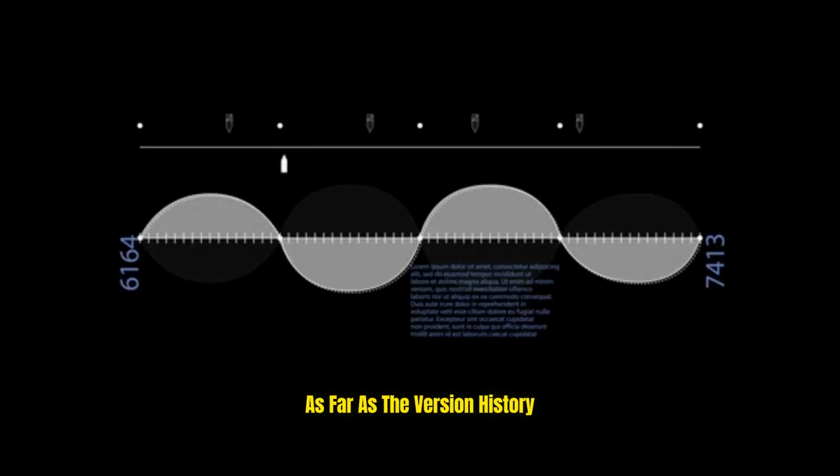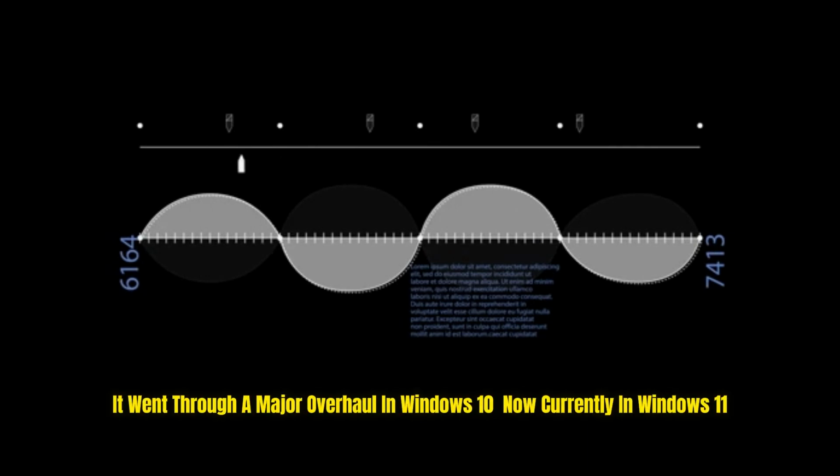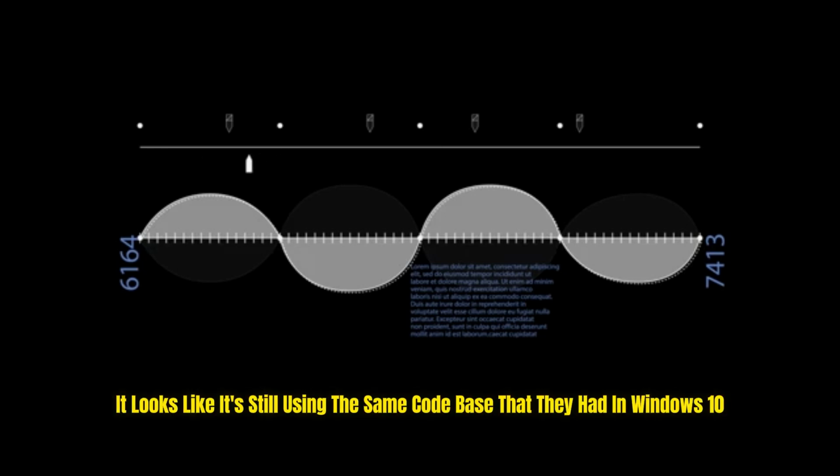As far as the version history, Sticky Notes was first introduced back in Windows 7. However, it went through a major overhaul in Windows 10. Now, currently in Windows 11, it looks like it's still using the same code base that they had in Windows 10.